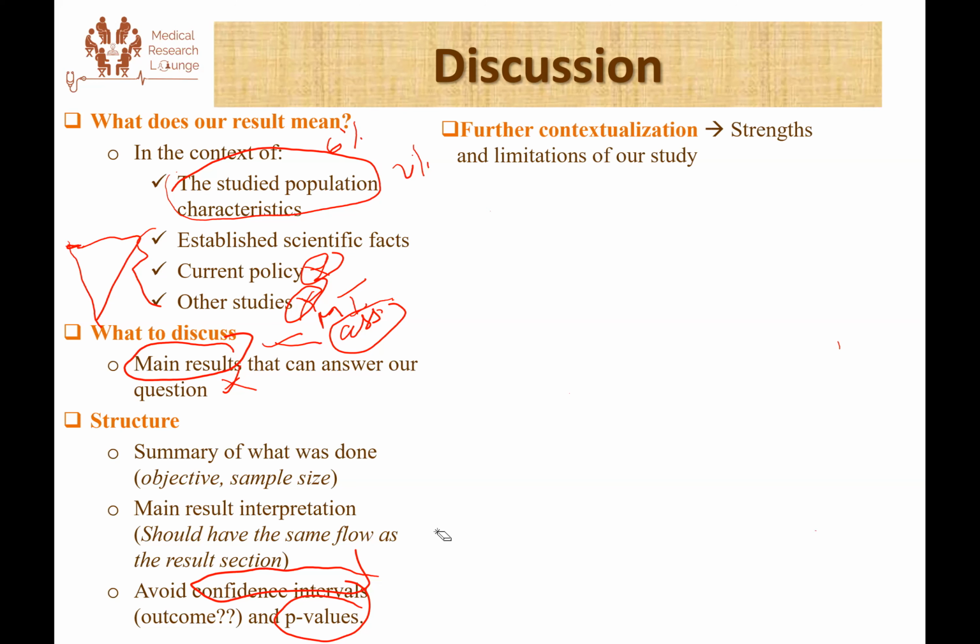So the other thing is, when we're discussing, we have to further contextualize our results in terms of the strengths and limitations of our study. This is something that should come as the last paragraph of our discussion section. And what are the things that can be considered as a strength and limitation of our study? Let me give you 30 seconds. What are the things that you think should be mentioned as strength or limitation of our study? Please drop your answer on the chat box.